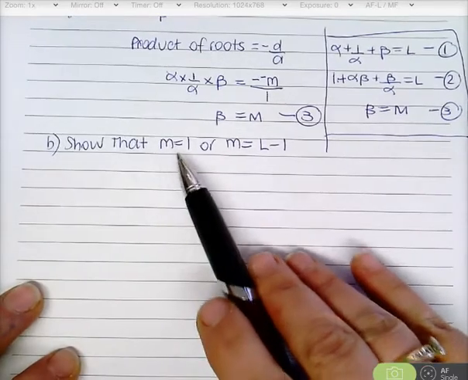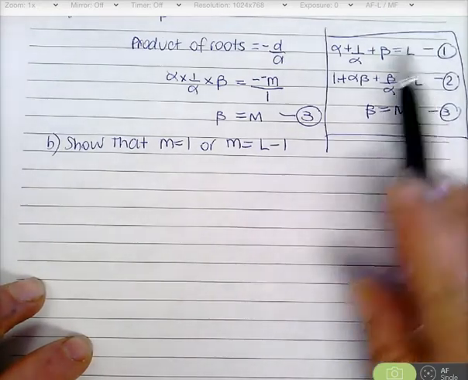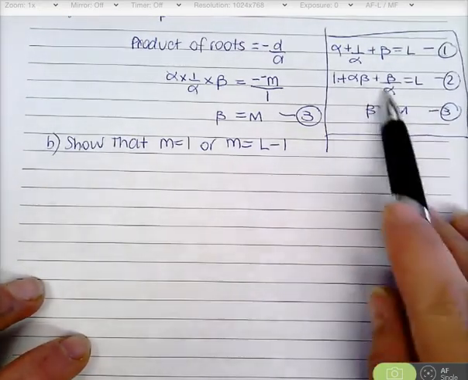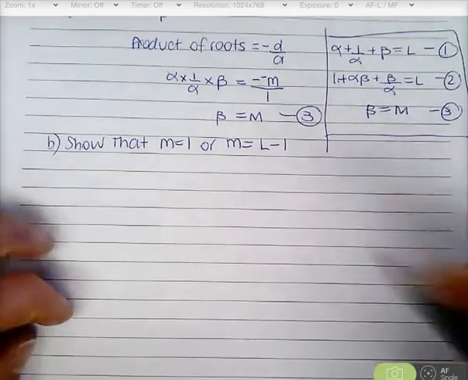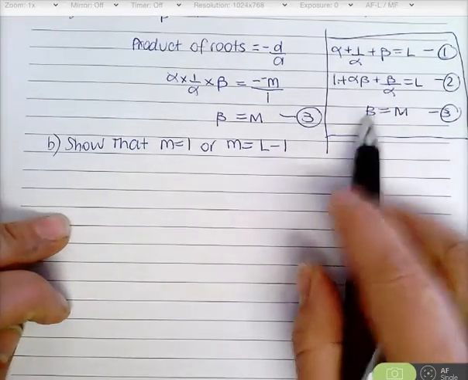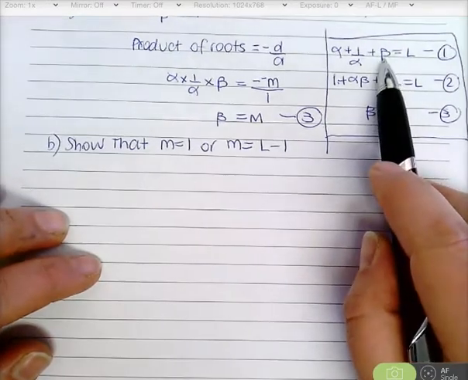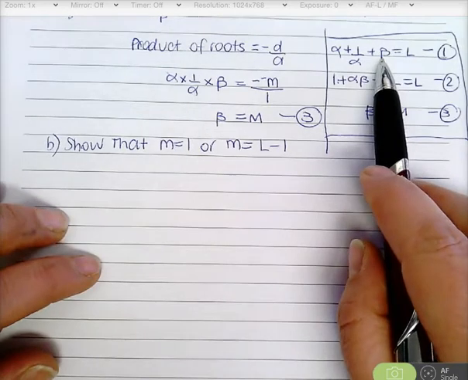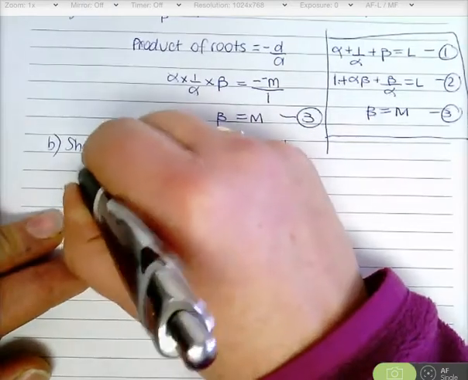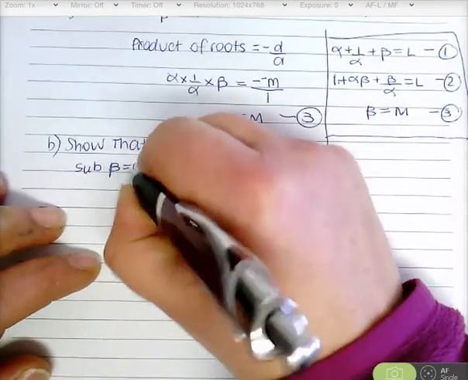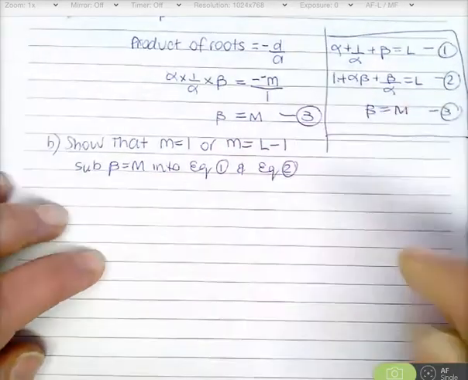So what we need to show in part B, we've got M's, 1's and L's. Notice we've got no betas and no alphas. And we have to start with these 3 equations to end up with that result. So basically we need to eliminate the betas and the alphas. Our first substitution, maybe the best thing here to do, would be to replace the beta here with an M, and also to replace these betas here with an M. So we're going to substitute beta equals M into equation 1 and equation 2 from up there.